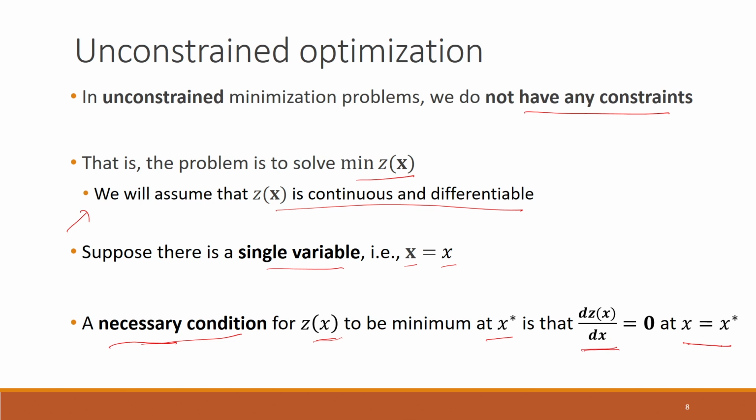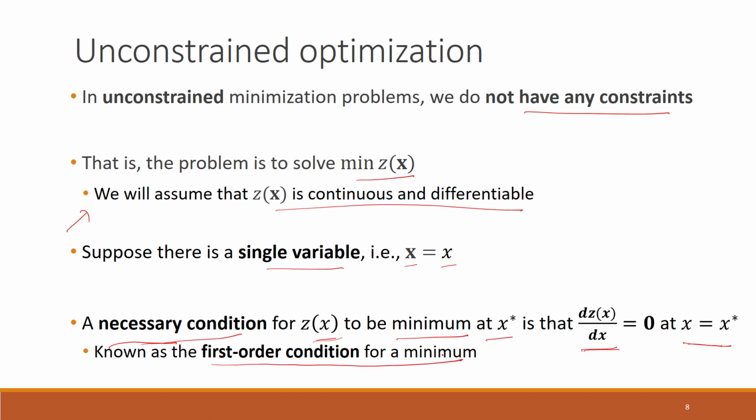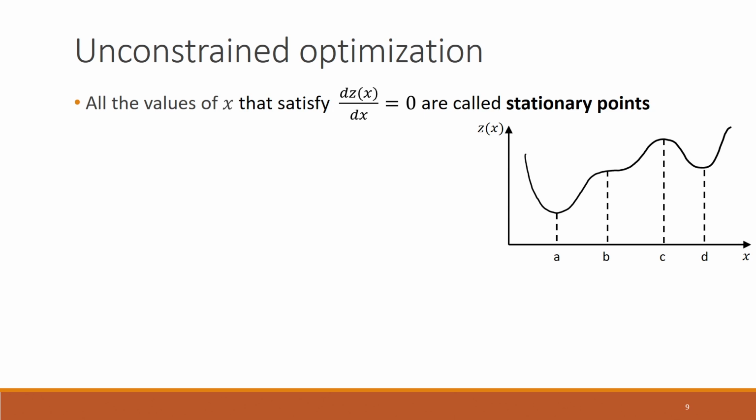but the reverse is not true, that is, it does not necessarily mean that if dz by dx is equal to 0 at x equal to x star, then x equal to x star will always be a minimum. Okay. So, this is known as the first order condition for a minimum. Why first order? Because we have this first derivative of z equal to 0 at x equal to x star. Now, as I said, this condition is a necessary condition. Okay. So, it does not mean that if the slope of a function at a point x star is equal to 0, then that point will be a minimum.